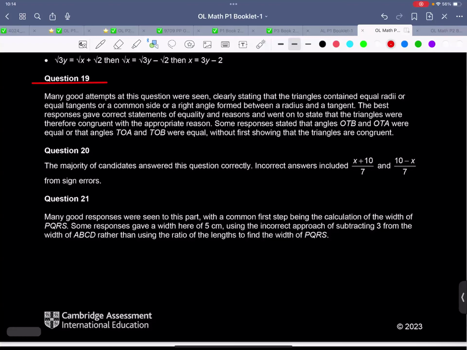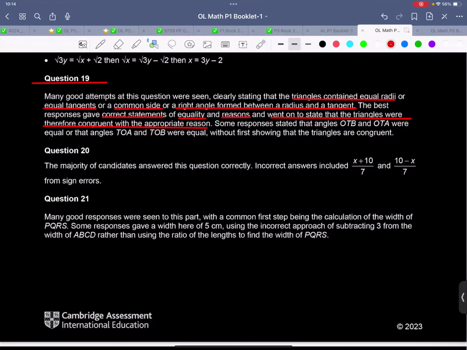Many good attempts. This is the question about congruency. Many good attempts at this question were seen, clearly stating that the triangles contain equal radii or equal tangents or a common side or a right-angled triangle formed between radius and tangent. The best responses gave correct statements of equality and the reasons, and went on to state that the triangles were therefore congruent with the appropriate reason.